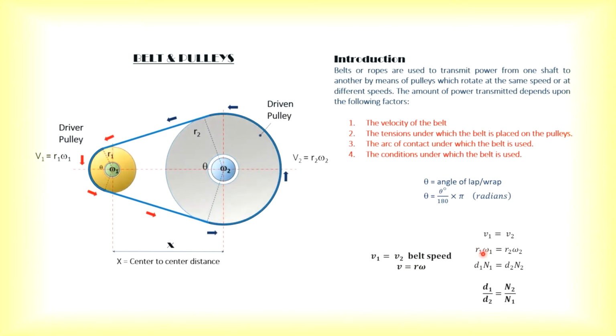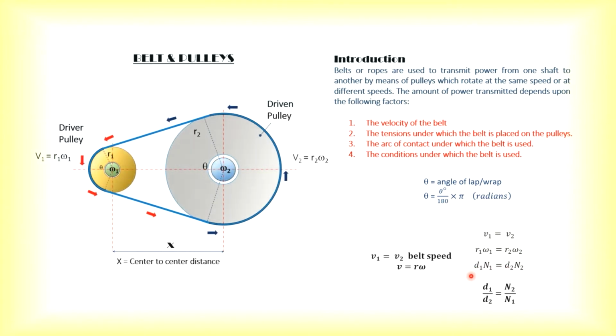So you just substitute R omega, since V is the tangential speed, for both pulleys, which gives R1 omega 1 and R2 omega 2. You can also change it directly to diameter, since radius is equal to diameter over 2. So you can put diameter over 2 here and diameter over 2 here. When you look at the equation, you have over 2 on both sides.